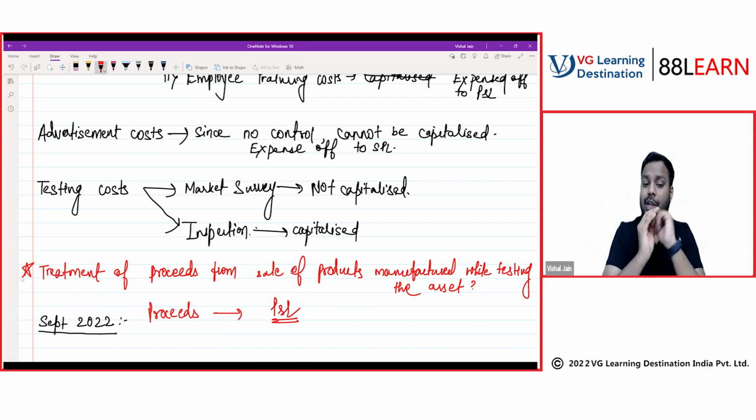The answer to that is, you will transfer that proceeds to P&L as income. Is it clear now, Khushbu?